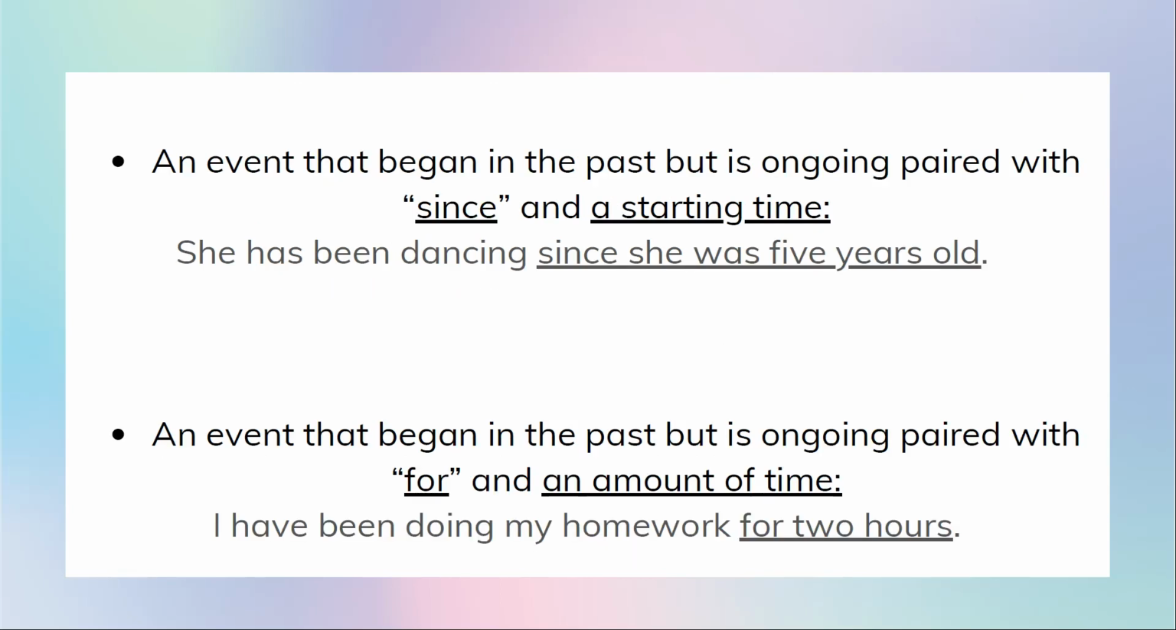And here we have the examples. We have an example for an event that began in the past but is still going on, paired with since and a starting time. So the example would be, she has been dancing since she was 5 years old. So here we have since, and the starting time is when she was 5 years old. And the other example is for an event that began in the past but is still going on, paired with for and an amount of time. And the example is, I have been doing my homework for 2 hours. So again, we have for and the amount of time would be 2 hours.